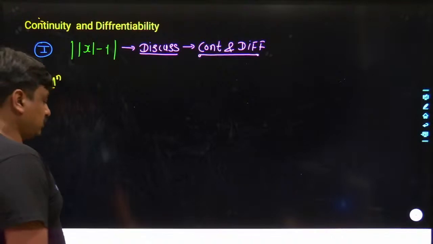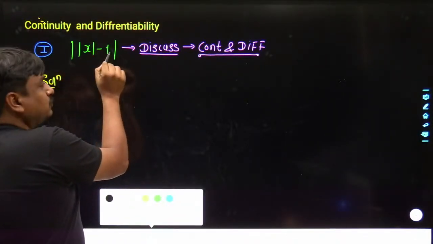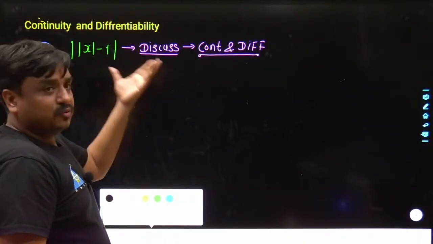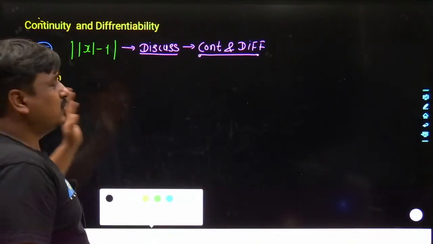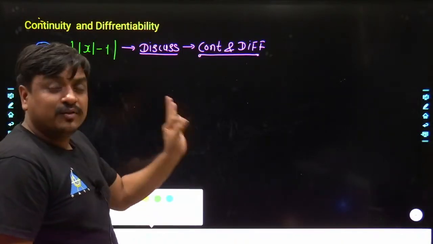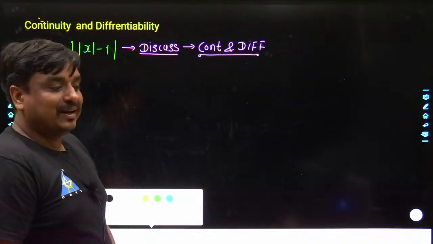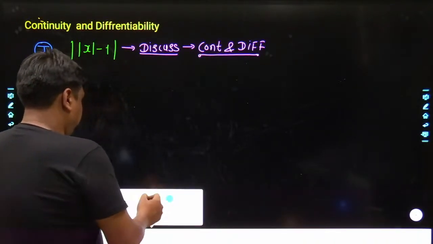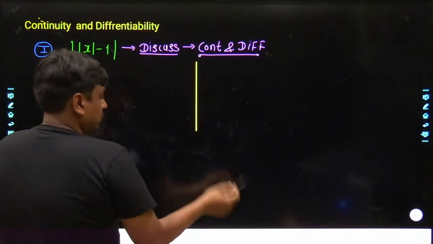Let me do one thing. Let me draw the mod of x minus 1 over a 2D plane. Once you visualize mod of x minus 1 over the 2D plane, you yourself would be able to judge whether the function is continuous throughout the range of x or not. And similarly, what are the different points where cusp formation has taken place, such that the function would not be differentiable at that point. For that, I am going to take an xy plane. Let me take an xy plane. Just a minute.